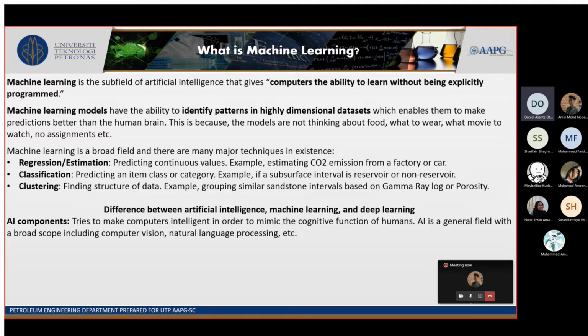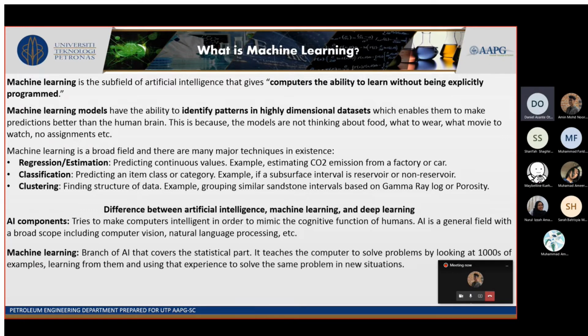So artificial intelligence actually covers a wide scope, which includes computer vision, which involves maybe using images to train your model, natural language processing, which involves text, or probably voice recognition.